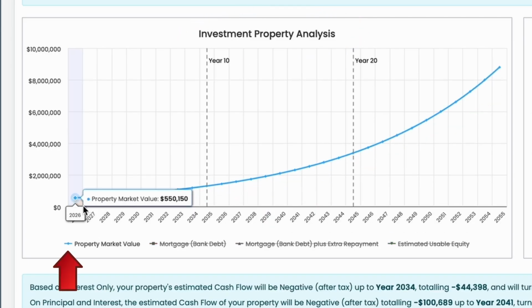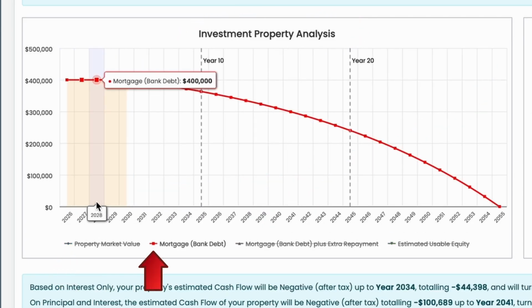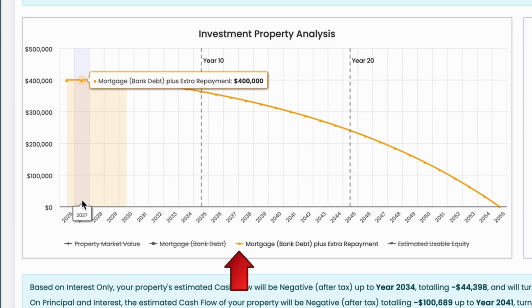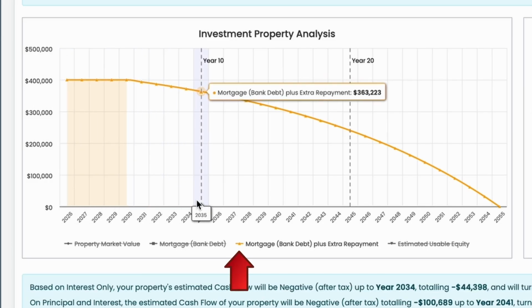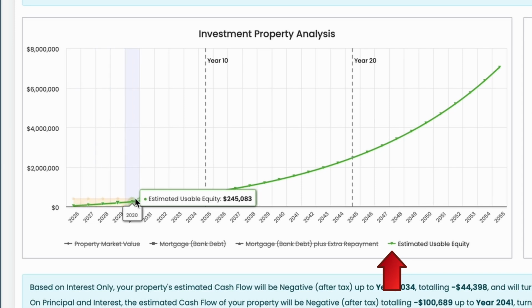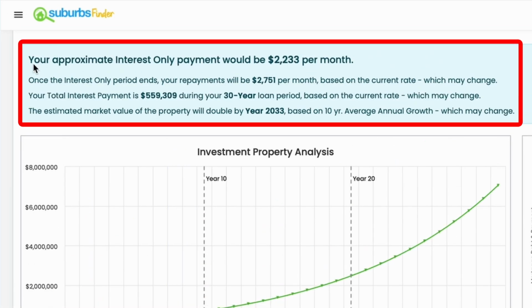The blue line projects market value, the red line shows your original loan, the yellow line shows how the loan shortens if you add extra repayments, the green line shows usable equity. The blue box takes the guesswork out.